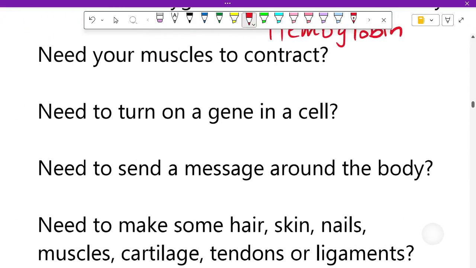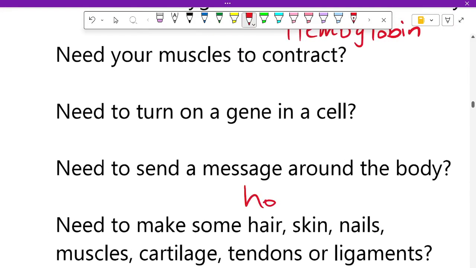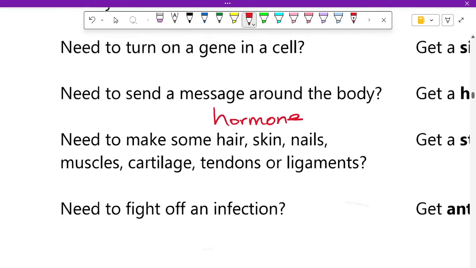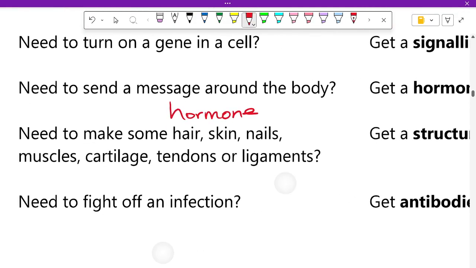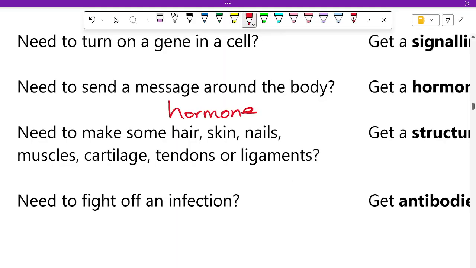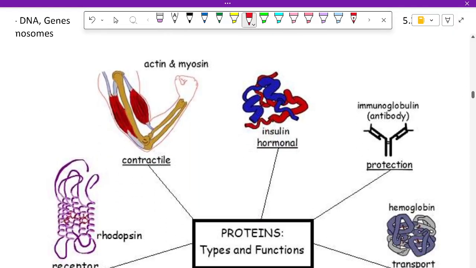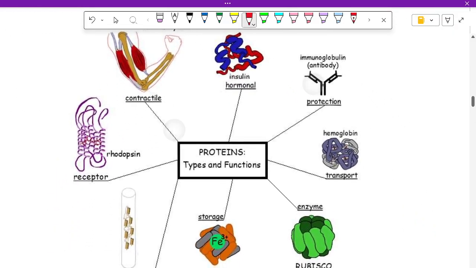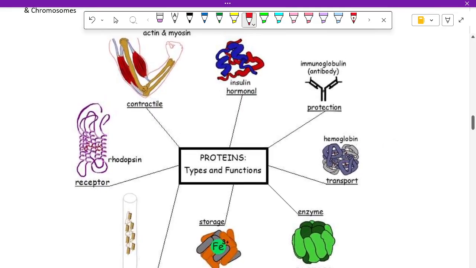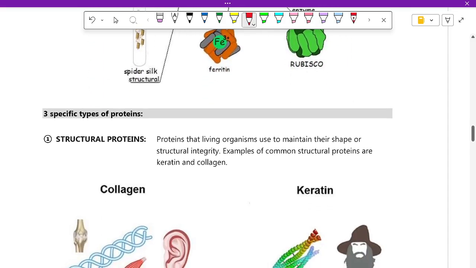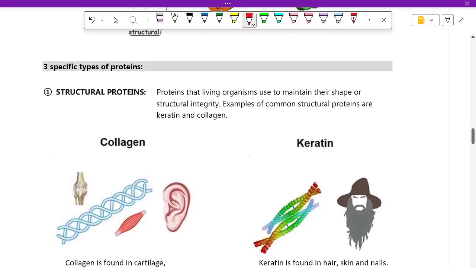Need to get a message around the body? Get a hormone to do it. Need to make some hair, skin, nails, muscles, cartilage, tendons, or ligaments? Get a structural protein. Need to fight off an infection? Who's going to do that? Antibodies. All right. There's just a little picture. 3 specific types of proteins. There's your structural proteins. You are not responsible for knowing the words collagen and keratin and those things. You're not responsible for knowing particular protein names.